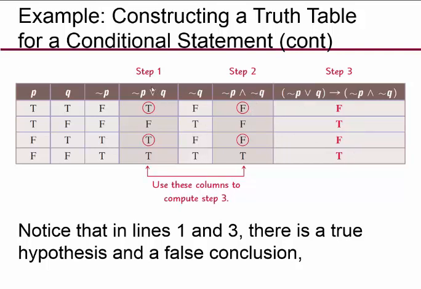As you can see, step 1 is connected to step 2, the statement in step 2, and that's the if and then. So a true and a false is false, a false and a false is true, a true and a false is false, and a true and a true is true.